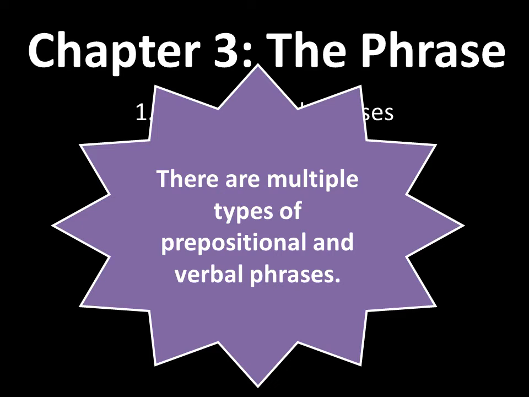There are multiple types of prepositional and verbal phrases. So actually underneath verbal and prepositional phrases, there should have been all these subtitles, or all these bullet points that fell underneath of them. There is like the adverbial prepositional phrase and the adjectival prepositional phrase, and then the infinitive, which falls under a verbal phrase.